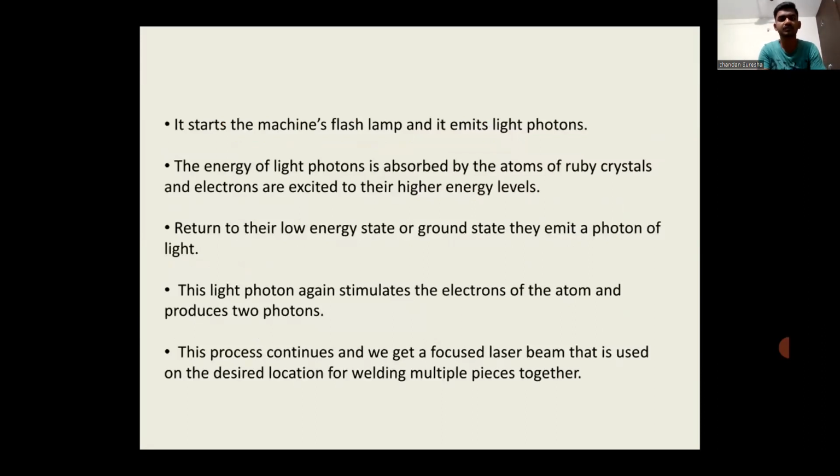It starts the machine's flash lamp and it emits light photons. The energy of the light photons is absorbed by the ruby crystal and electrons are excited to their higher energy levels. Returning to their low energy state or ground state, they emit a photon of light. This light photon stimulates the electrons of other atoms and produces two photons. This process continues and we get a focused laser beam that is used on the desired location for welding multiple pieces together.